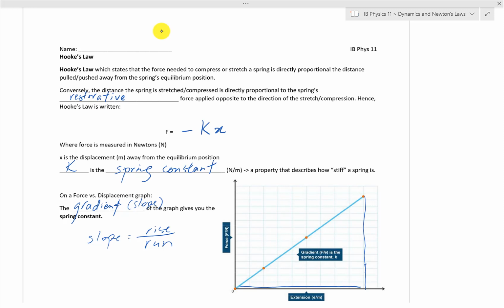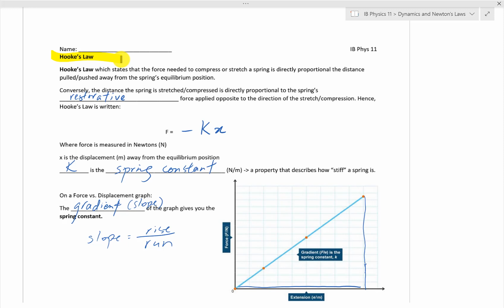In these videos, we will be talking about Hooke's law. I will be mostly going over examples. I do expect you to have some understanding of what Hooke's law is. I will go over briefly the key things that I would like you to know before tackling these examples.